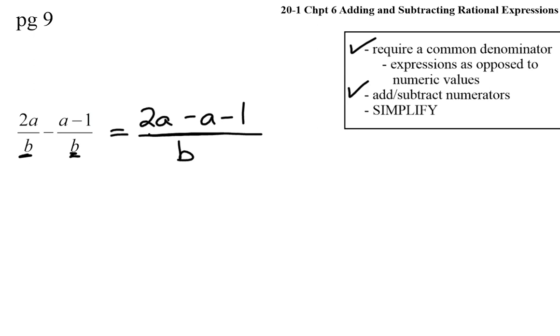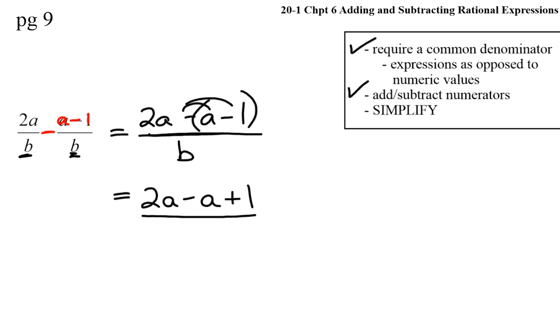But that's going to be a problem. This won't get us the correct answer because we want to subtract all of a minus 1, not just some of it. So whenever it's subtraction, we need to make sure the second term, polynomial numerator, whatever you want to call it, goes in brackets so that this negative will distribute. So we're left with 2a minus a plus 1 over b. Because we're subtracting, the negative distributes.